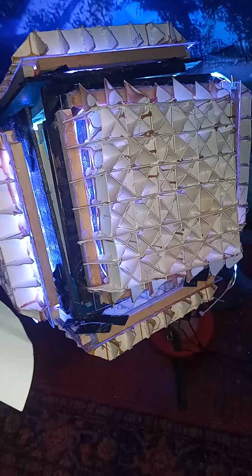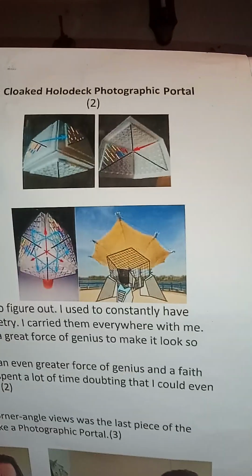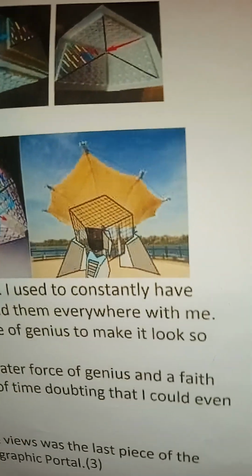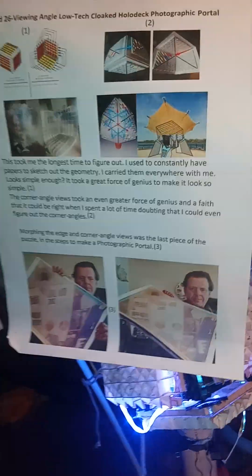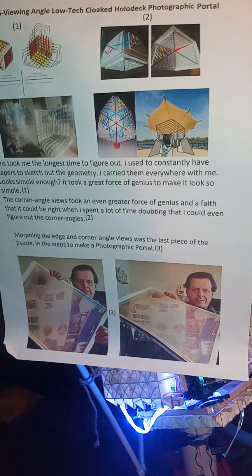And the morphing effect is what's going to really make it pop into the center of the backdrop holodeck. Once again, this is the photographic 18 viewing angle portal. You can call this a portal. The outside is the cloak and the interior is the holodeck. This is a complete 26 viewing angle photographic portal. These are all low-tech visual intersections of reality, of a visual reality.